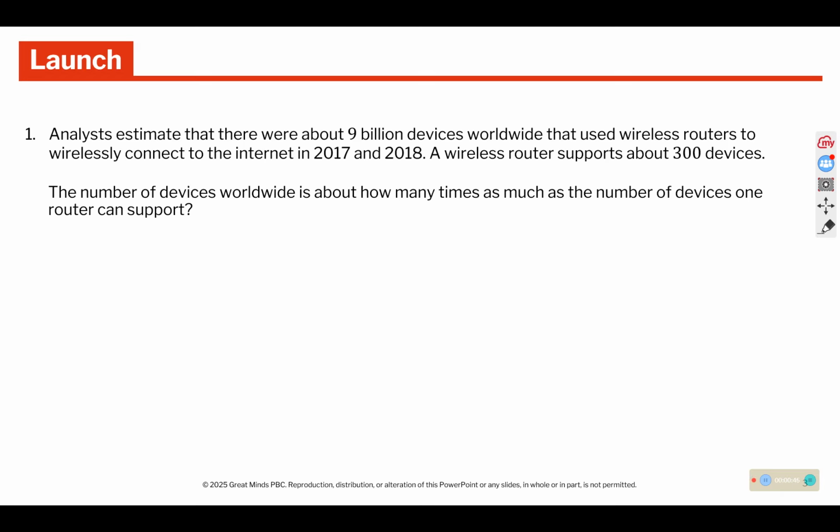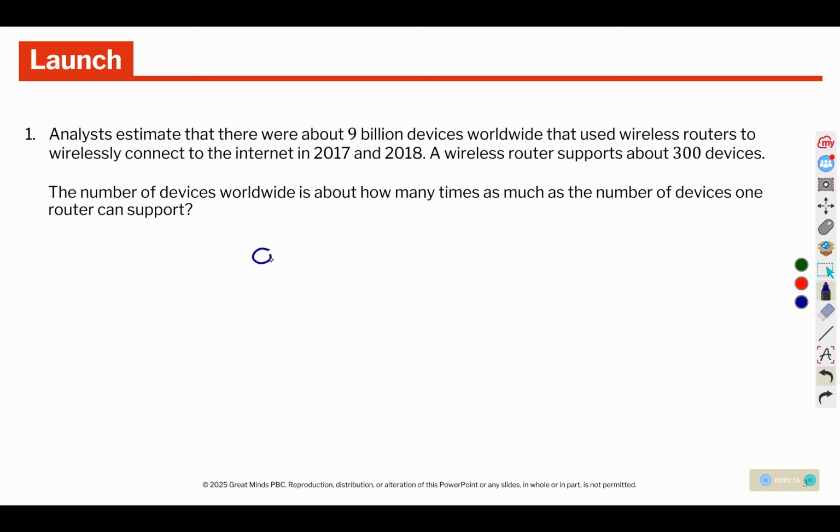Analysts estimate that there were about 9 billion devices worldwide that used wireless routers to wirelessly connect to the internet in 2017 and 2018. A wireless router supports about 300 devices. The number of devices worldwide is about how many times as much as the number of devices one router can support. So we are going to rewrite these using what we call scientific notation.